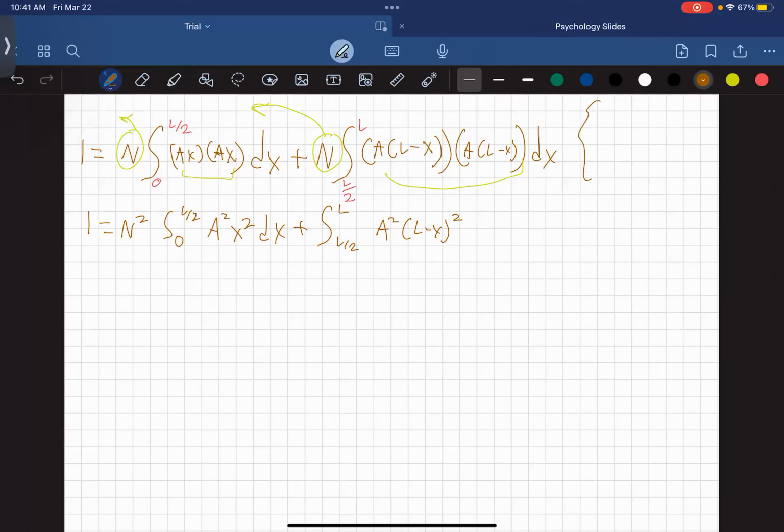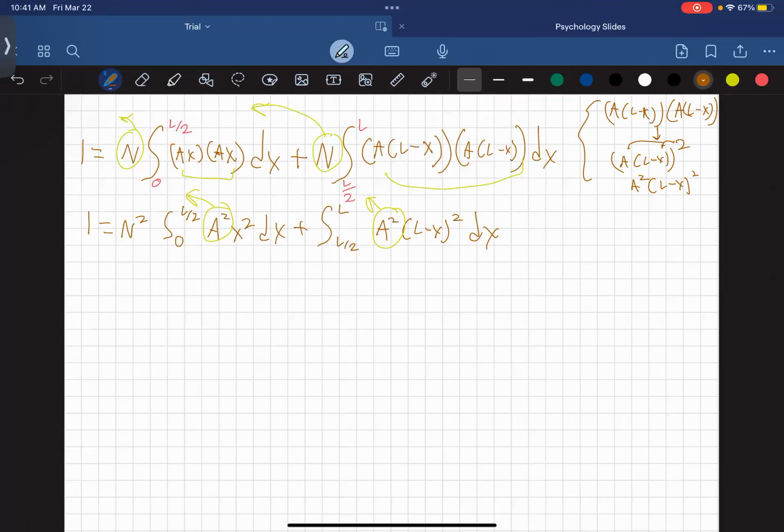Because you can also think of it going like this. A(L minus x) becomes A (L minus x) squared, and then you bring in the squared for both. Cool. dx. And so then from here, now you can see that, oh yeah, I can factor out that A too. So you can go ahead and do that.